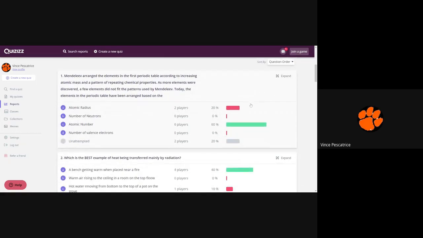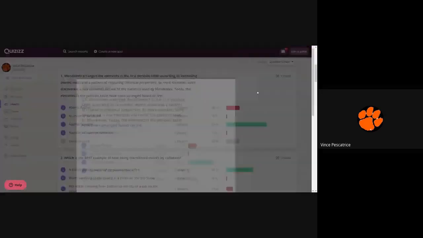Mendeleev arranged the elements in the periodic table according to increasing mass and repeating patterns of chemical properties. As the elements were discovered, a few did not fit Mendeleev's pattern, but today the elements in the periodic table have been arranged according to their atomic number. Okay, 60% of us got it right. That's pretty good.